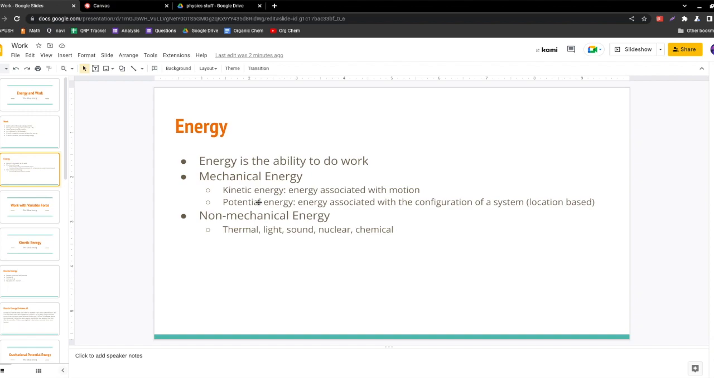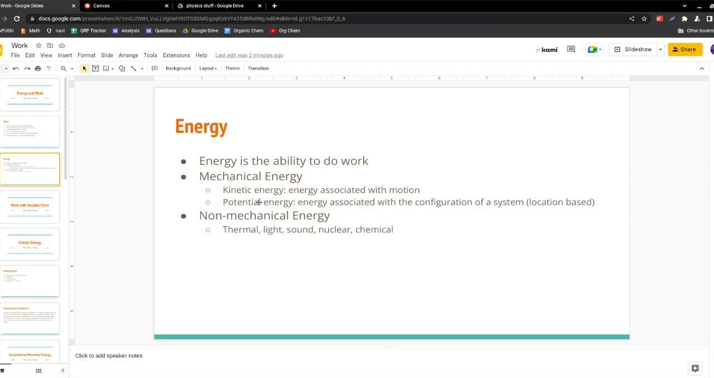And then this also includes spring energy, energy in springs, which also has its own section, so don't worry about that just yet. And then for non-mechanical energy, we have things like thermal energy, which is basically heat, light, sound, nuclear, chemical. I'm not going to go into detail about that. But I think that's about it.